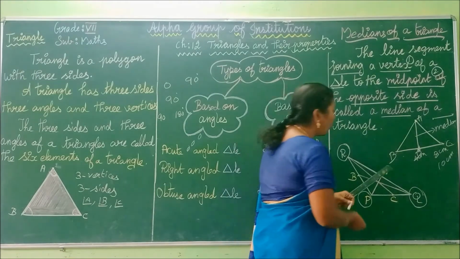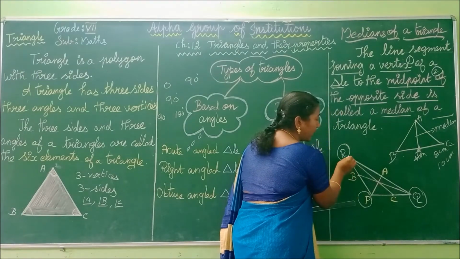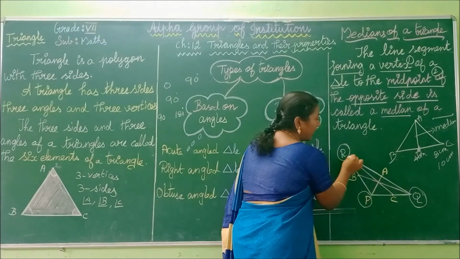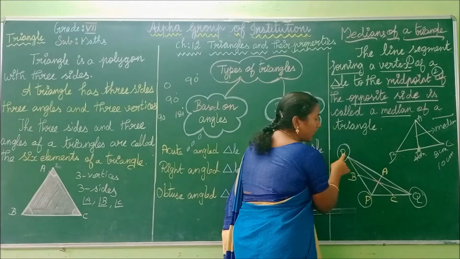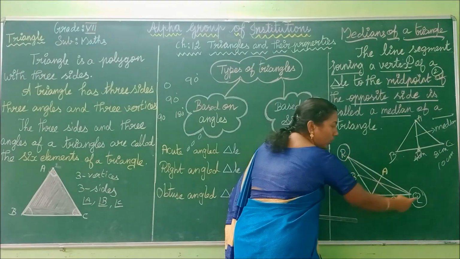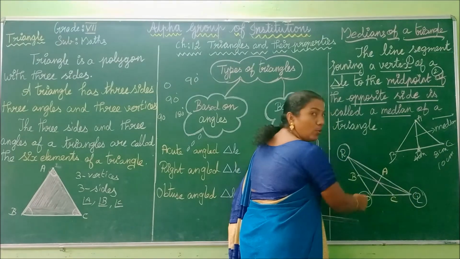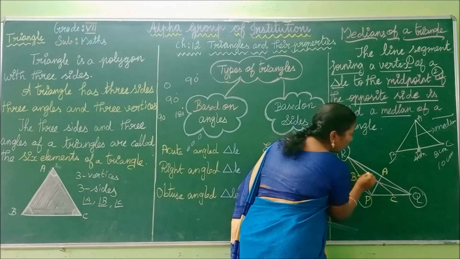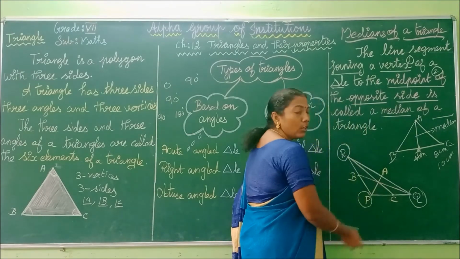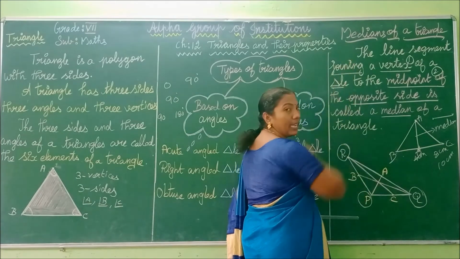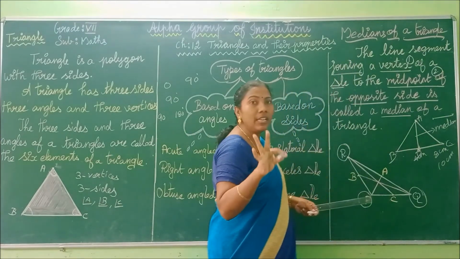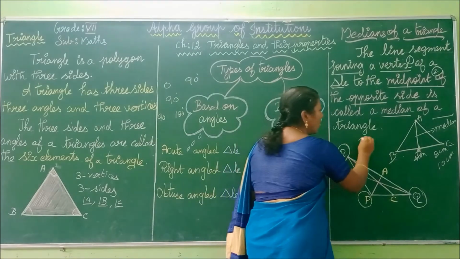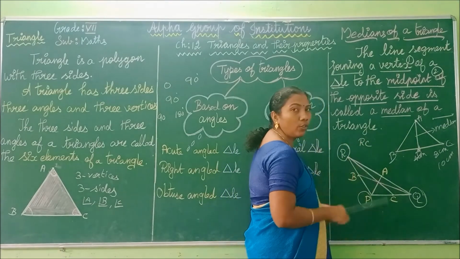Now we are going to join the vertex to the midpoint of the opposite side. So this is the vertex R. Which is the opposite side to the vertex R? PQ. The midpoint of the side PQ is C. So we have to join this vertex to its opposite side midpoint. So this line is said to be a median. A triangle has three medians. Thus this is one of the medians, RC. Next I am going to draw another median.